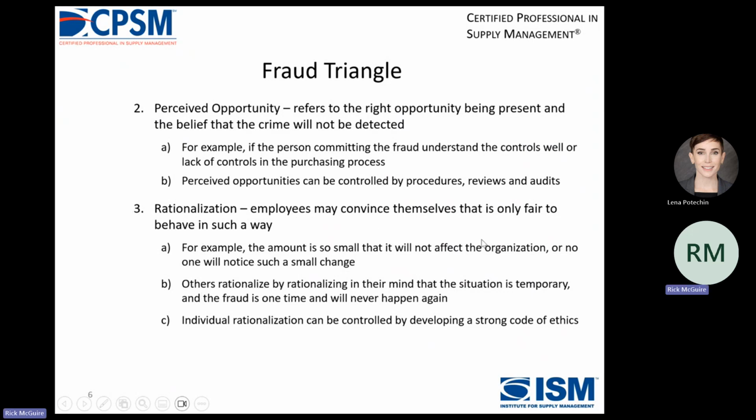Rationalization, employees may convince themselves that it's only fair to behave in such a way. For example, the amount is so small that it will not affect the organization or no one will notice. Other rationalizations, in their mind, the situation is temporary and the fraud is one time and will never happen again. Of course, they keep doing it. Rationalization can be controlled by developing a strong code of ethics.